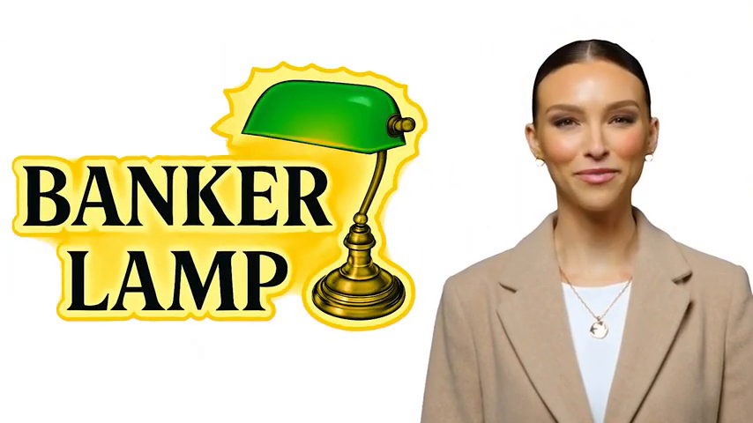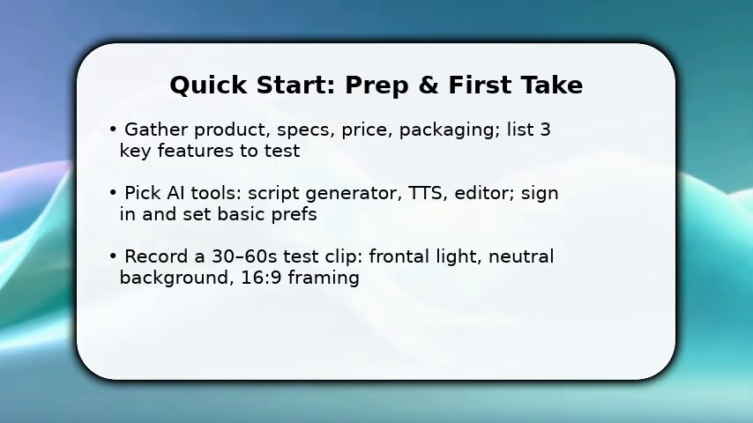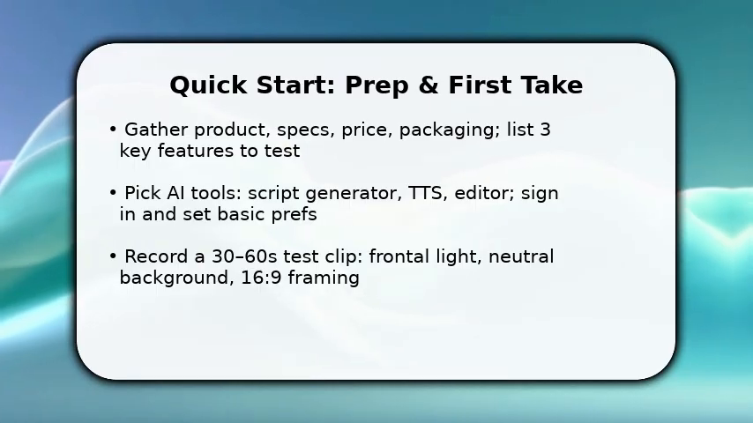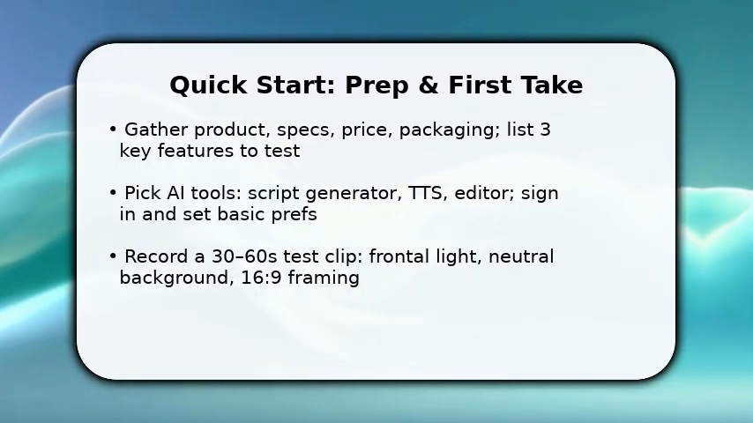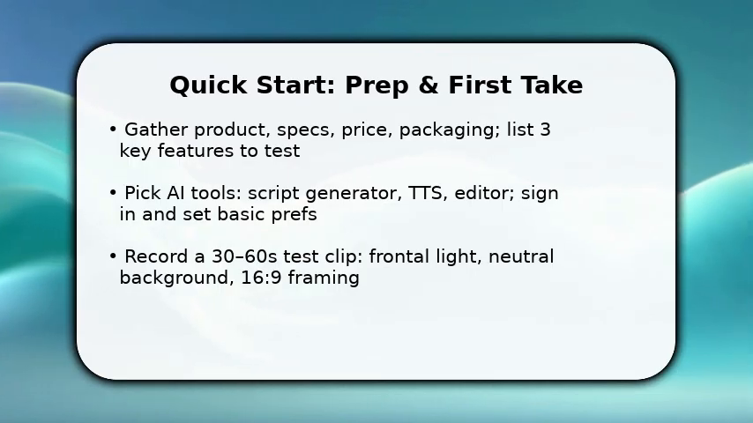Please enjoy the video. You need the product, a short feature list, and your AI toolset ready. Start by listing 3 things viewers care about: performance, price, durability. Once done, open your script generator and prompt for a concise intro and 2 demo steps, then record a 30-60 second test take to check light and framing.